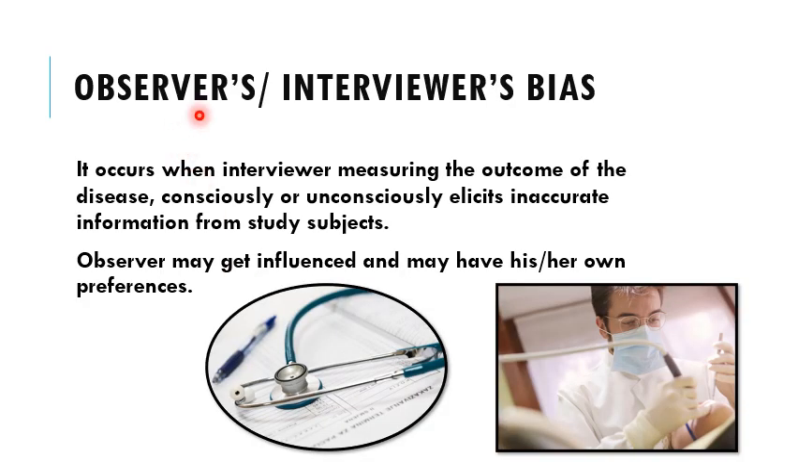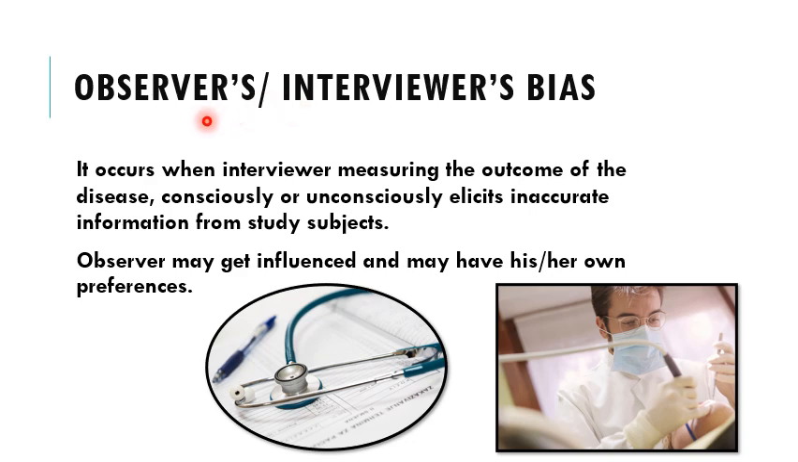Third is observer's and interviewer's bias. For example, if we are conducting a study, like in the previous example, evaluating the effect of various bone grafts on the right and left side, but the observer knows that on the right side this graft has been put and on the left side that graft has been put, he may get biased. So he may feel, like in the literature, that graft A is superior, and while recording observations he may not properly record them.